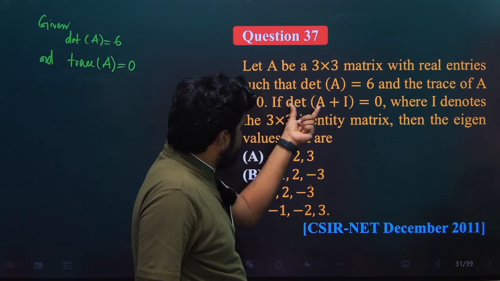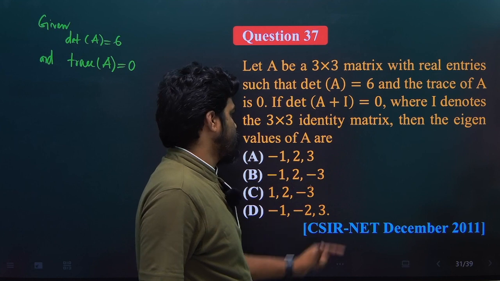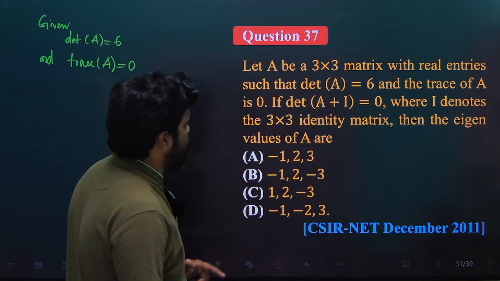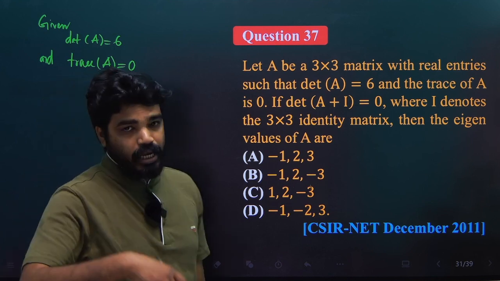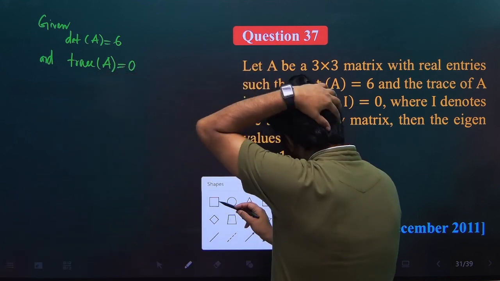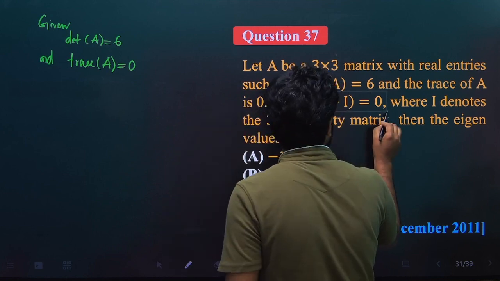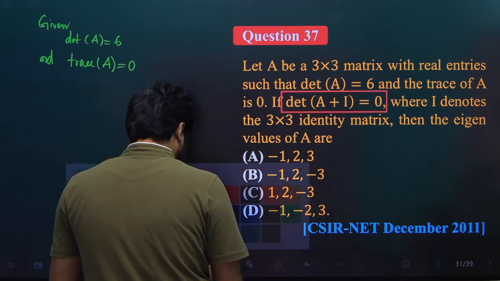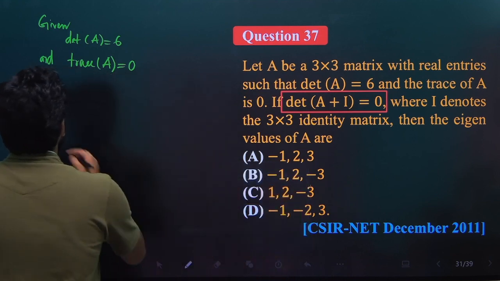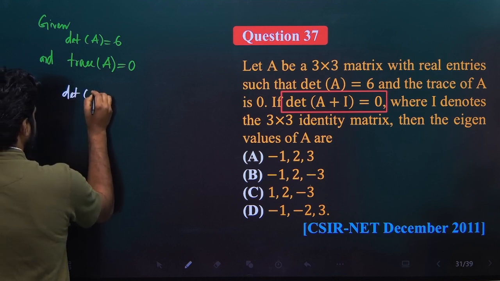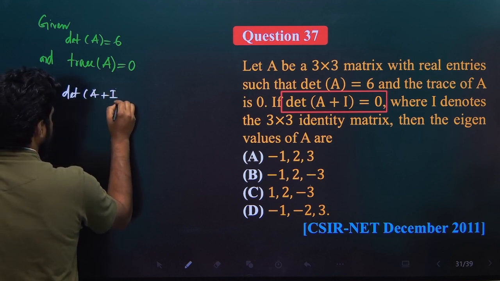Also it is given that the determinant of A plus I is equal to 0, where I denotes the 3 cross 3 identity matrix. Then we have to find the eigenvalues of A. What is given here? It is given that determinant of A plus I is equal to 0, right?